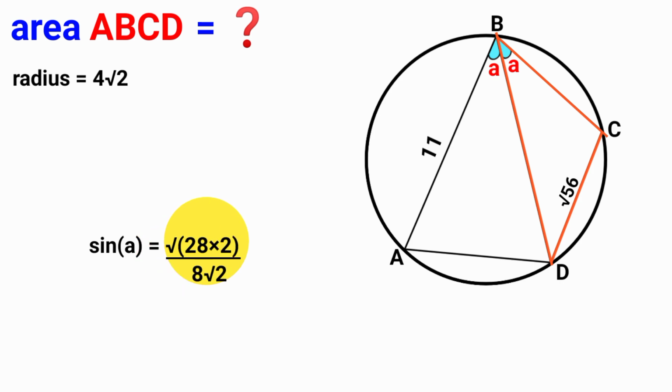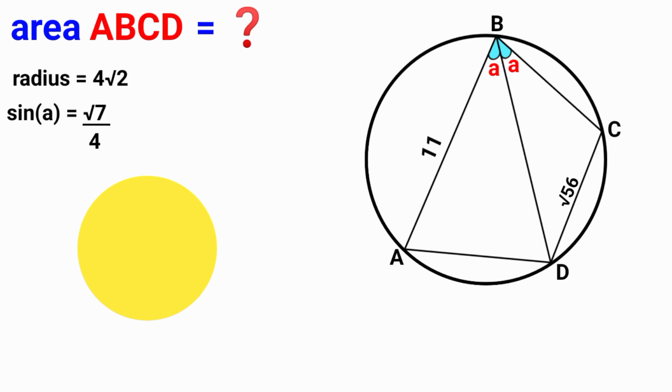56 is 28 times 2. 28 is 14 times 2. 2 times 2 is 4. Square root of 14 times 4 is square root of 14 times square root of 4. Square root of 4 is 2. Root 14 times 2 is 2 root 14. This 8 is 4 times 2. This 2 cancels this 2. This 14 is 7 times 2. Square root of 7 times 2 is root 7 times root 2. This root 2 cancels this root 2. So sine A equal to root 7 over 4.